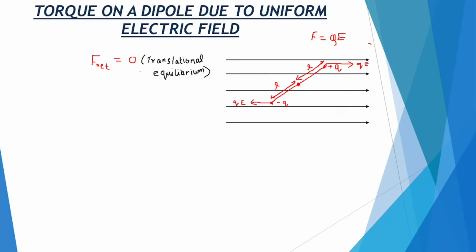Now we know that there is no translational motion for this dipole, that means no forward and backward motion. But there is another motion that is possible in this dipole. What is that motion? It is rotational motion. So why is this rotational motion possible? It is because the line of action of the force on this charge and this charge is not the same. That means the force is acting along this line on the plus q charge, and along this line on the minus q charge. That means they have different lines, right? So a rotational motion is possible.